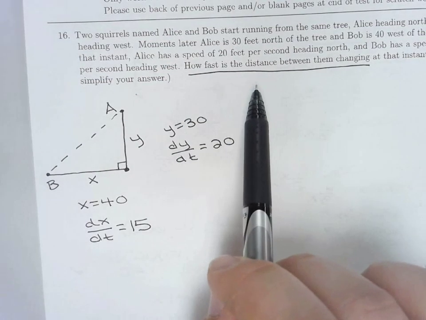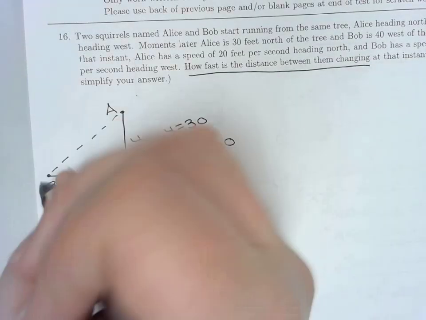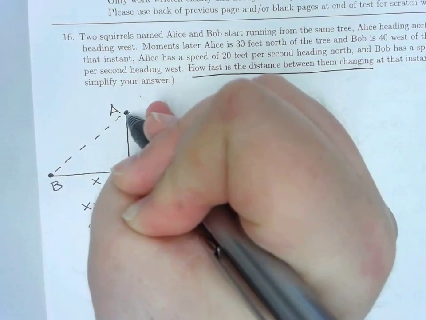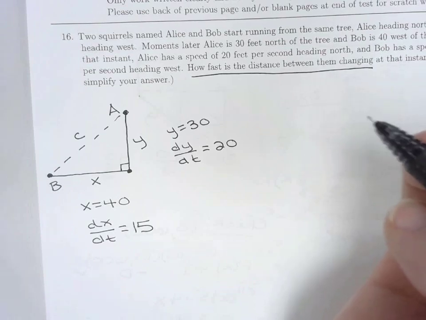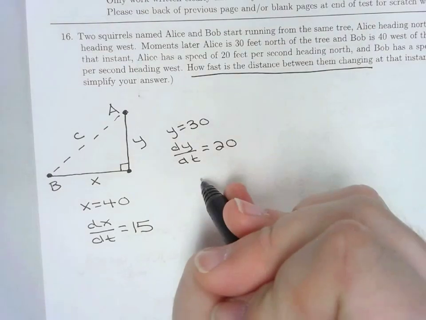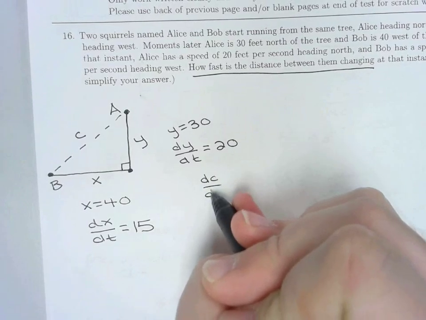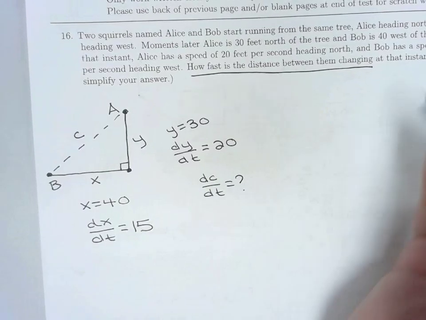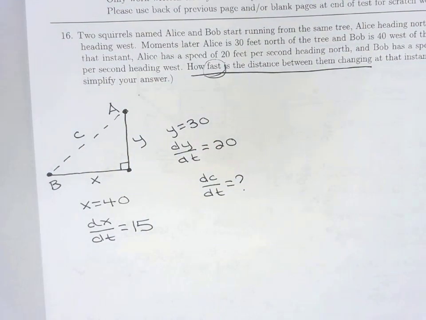I want to know how fast the distance between them is changing. So here's Bob, here's Alice. The distance between them would be your c or h or whatever you label it. So what I want is dc dt: how fast, speed, rate. The change of c with respect to time is what I'm looking for.